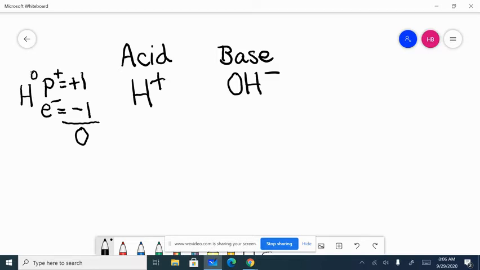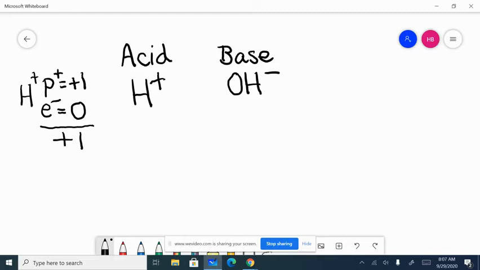Now, in order to get to be H plus, he has to lose this electron. When he loses this electron, he now has 0 electrons, and his charge is +1. So this is where H plus comes from. H plus a lot of times is referred to as a proton. That's because he has 1 proton, no neutrons, and no electrons.